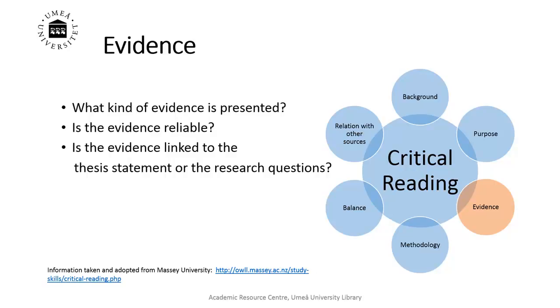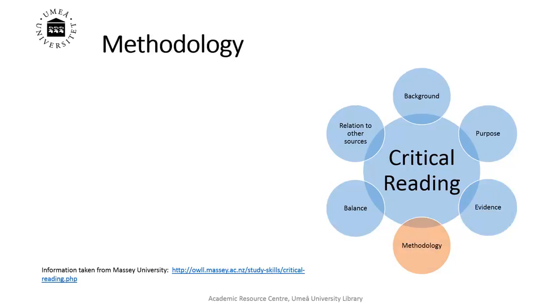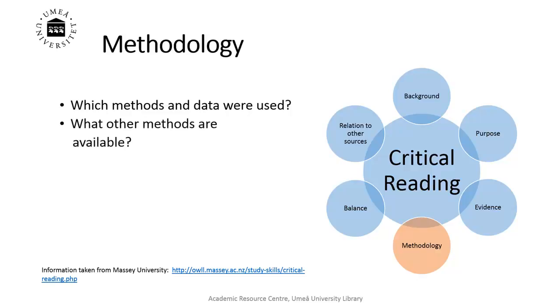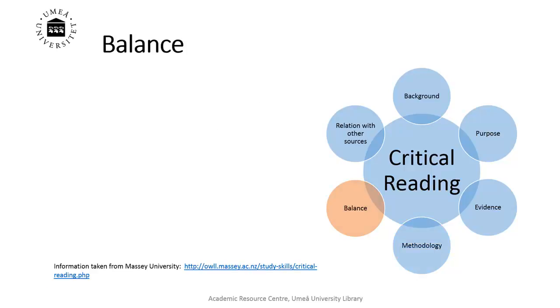How persuasive is the evidence? With regard to the topic, how relevant is the theory? Are there better theories for this topic? Is the theory correctly accounted for in the text? A fourth aspect to consider is methodology. Which methods and data were used? Is the research qualitative or quantitative? The kind of methods and data used will in all cases influence the results. What other methods are available? Are there more appropriate methods available for this topic?